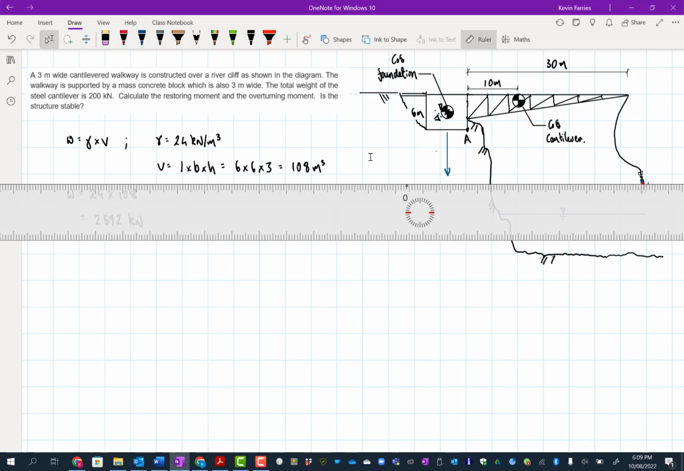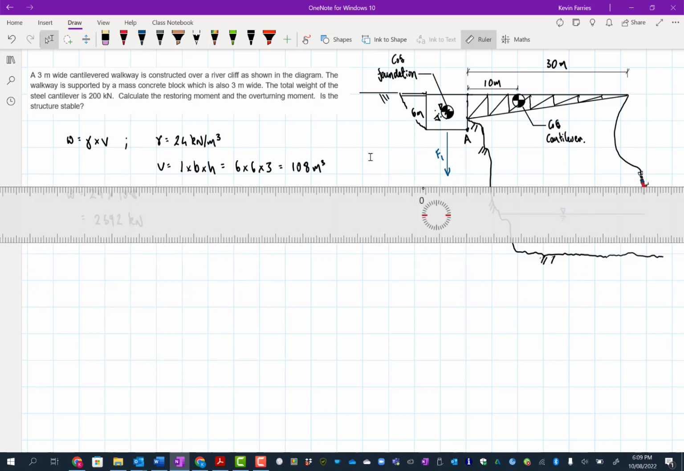So that is going to be, let's just call that F1, and it's going to be equal to the weight, which is 2592 kilonewtons. This distance here is the lever arm, the perpendicular distance to the point of rotation. So that's going to be D1.